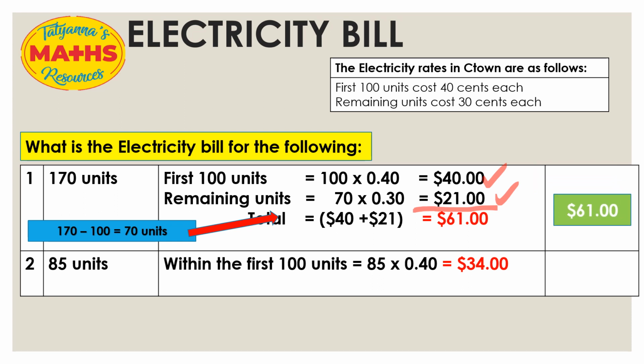Number 2, 85 units. So this 85 will fall within the first 100 units. So we're going to multiply 85 by 40 cents. And that's going to give us $34. Final answer.